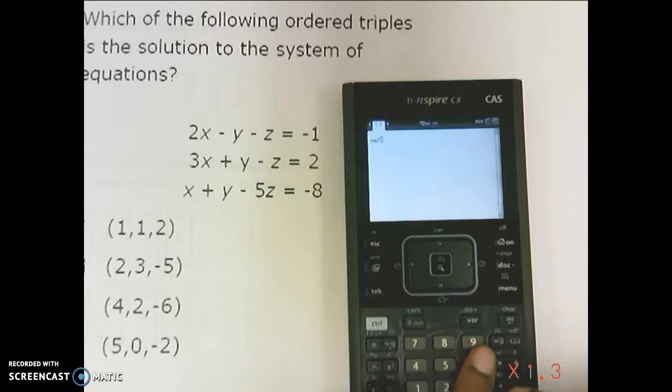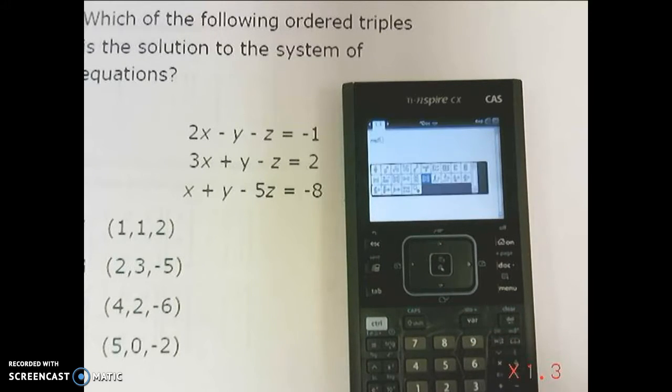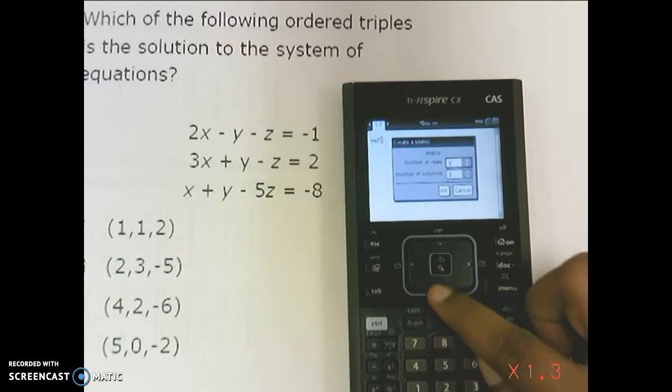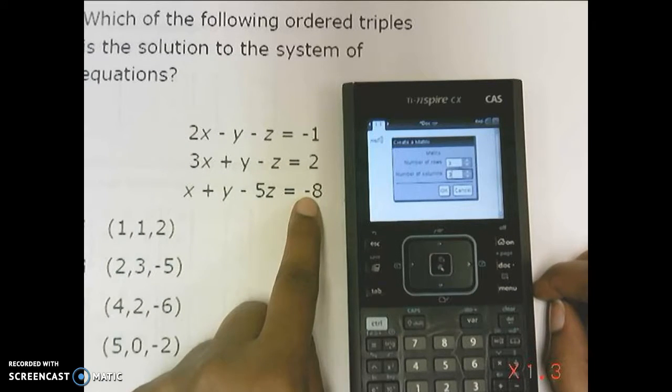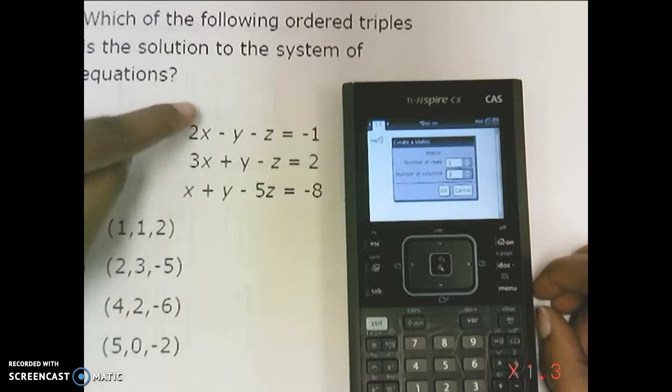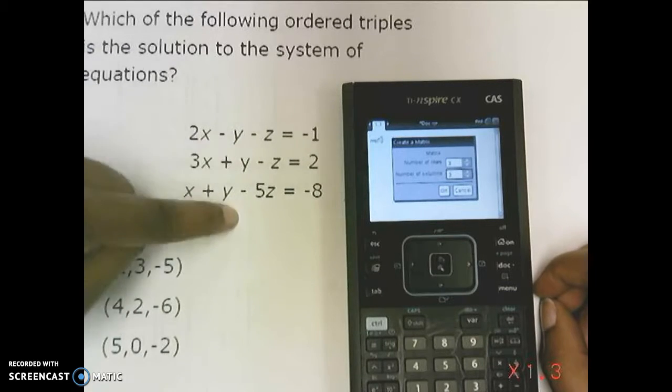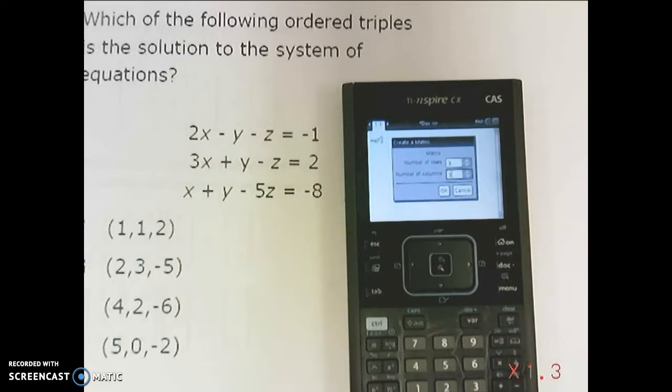To get that matrix, I'm going to press the button right beside 9. And I have 3 rows, first row, second row, third row, going left to right. And I have 4 columns. So X values, Y values, Z's, and then a constant. So I'm going to type all of those things in. Give me just a sec.